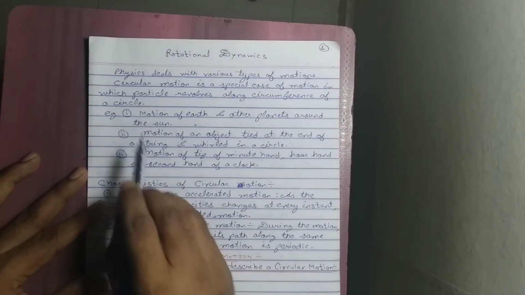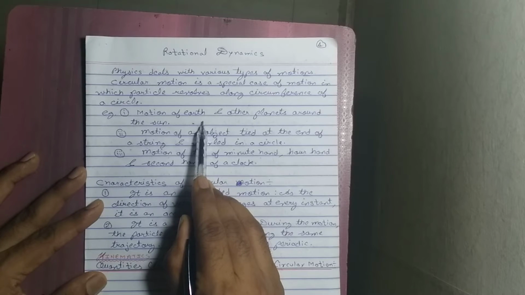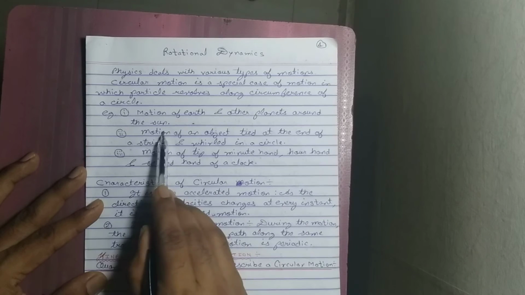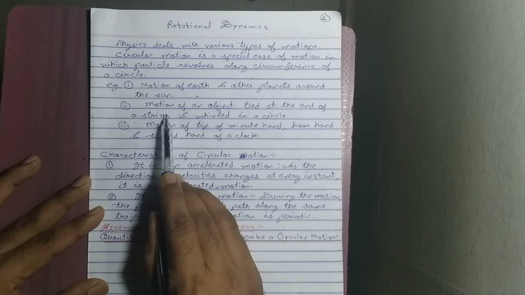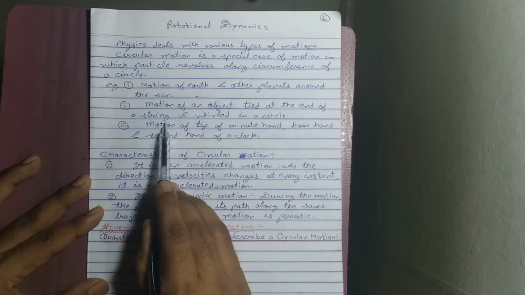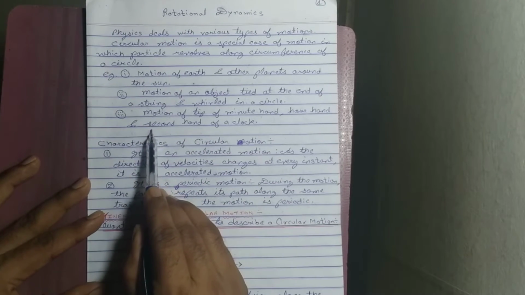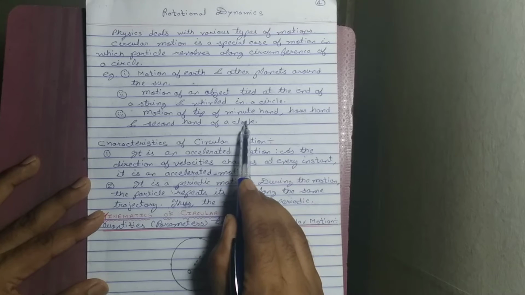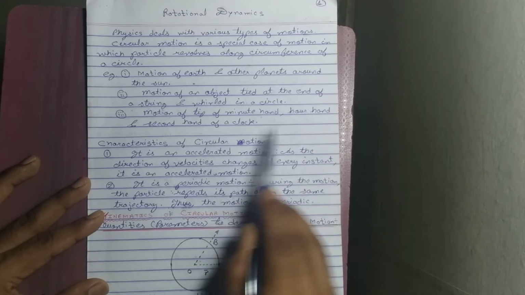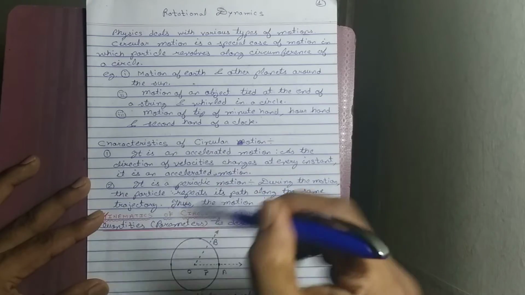Let us take some examples. The first example of circular motion is motion of the earth as well as other planets around the sun. Second example is motion of an object tied at the end of a string and whirled in a circle. And the third example is the motion of the tip of a minute hand, hour hand, and second hand of a clock. Such motions we observe are circular motion.